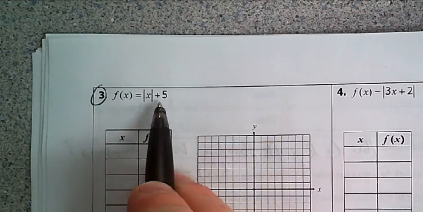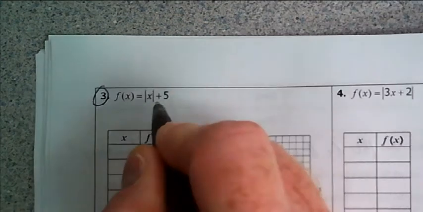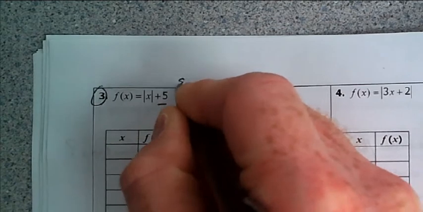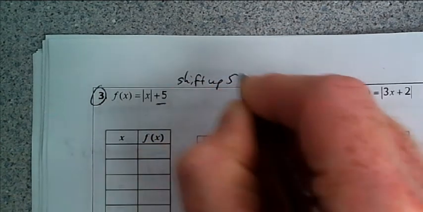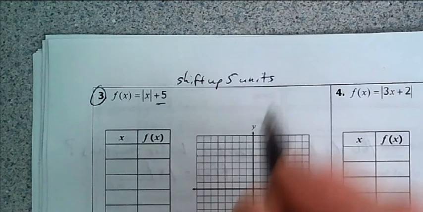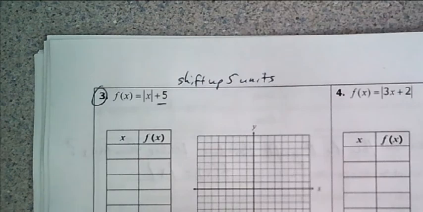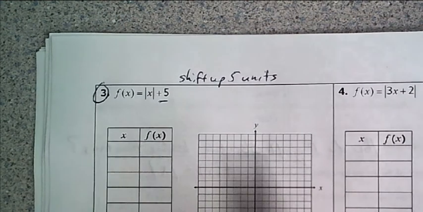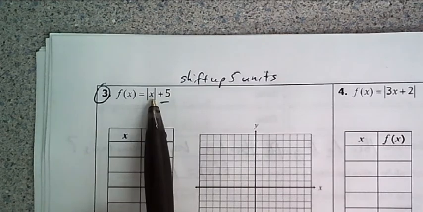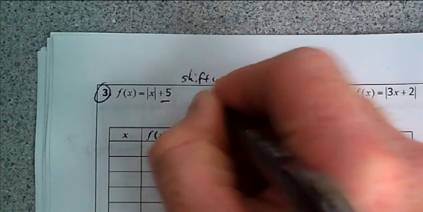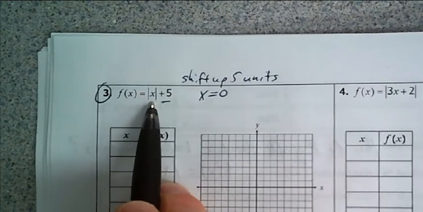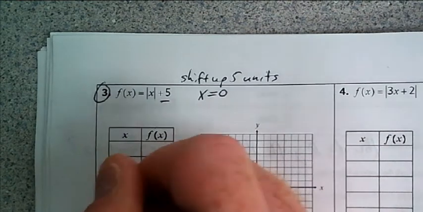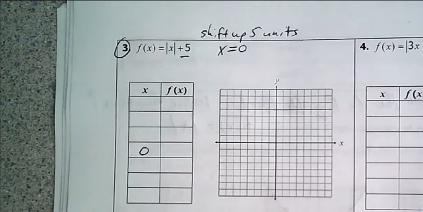Okay, so number 3, we are going to do number 3. Notice that we've got an absolute value of x plus 5. This plus 5 is going to cause this graph to shift up 5 units. Wherever the graph would normally be, well, it's going to be up 5 from where it would normally be. Kind of your y-intercept changes, yes. Alright, now, my absolute value function is absolute value of x. So that x equals 0. You take what's inside the absolute value, set it equal to 0, so x equals 0, and that's my vertex x value.